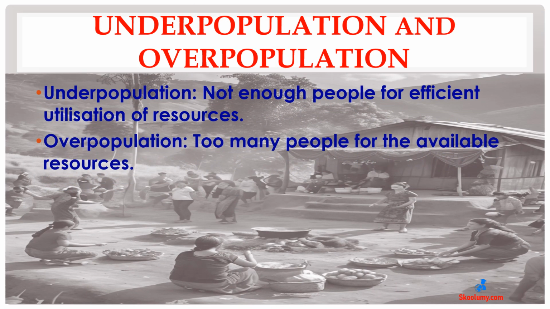Underpopulation and overpopulation. Most countries are either underpopulated or overpopulated. Underpopulation occurs when a country does not have enough people to utilize its resources efficiently. This means there are not enough people to use its capital, land, and enterprise efficiently. A country is overpopulated when there are too many people for the available resources. The GDP per capita declines as a result of insufficient resources to sustain the population.